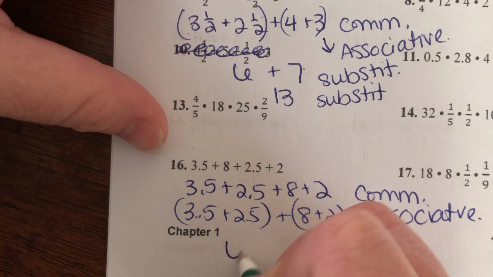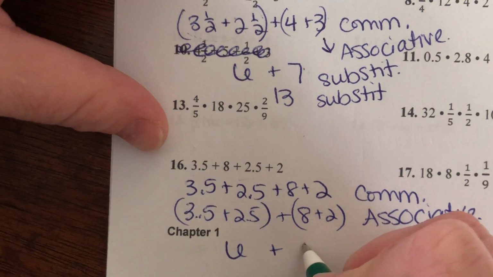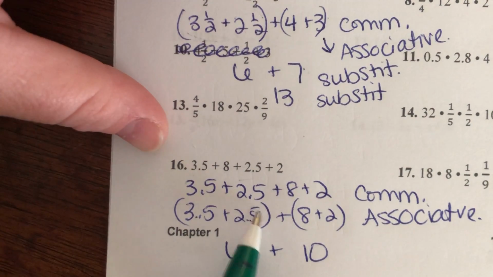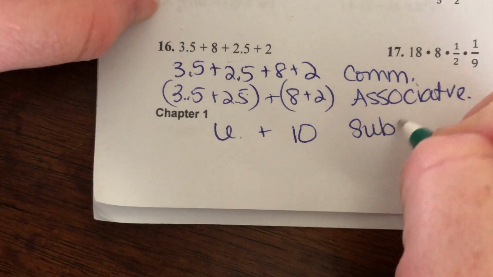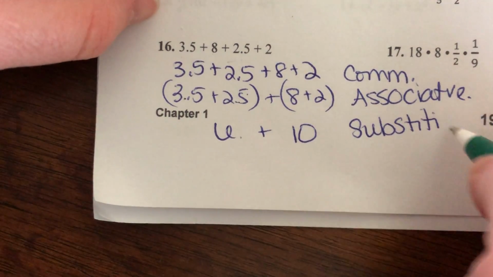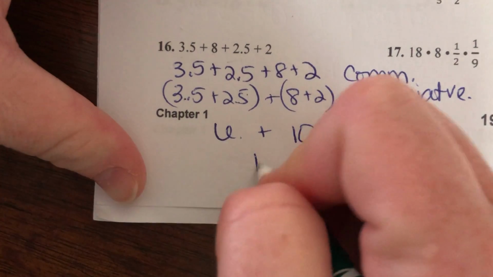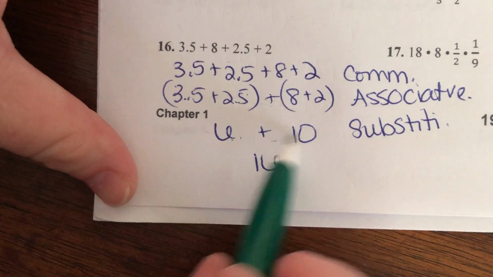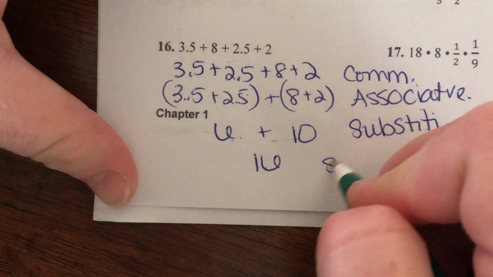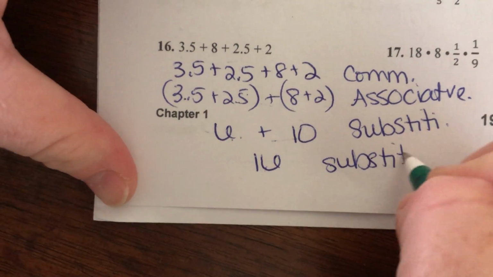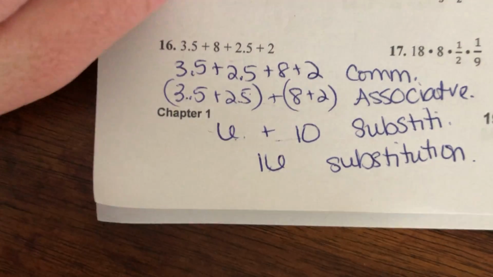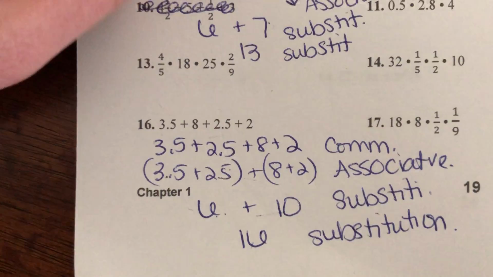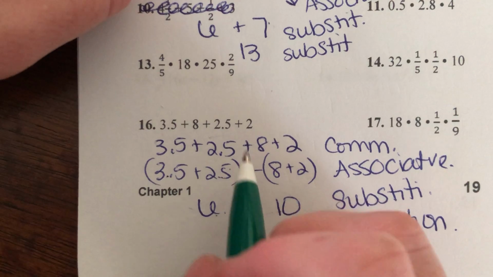3.5 plus 2.5 is 6. 8 plus 2 is 10. Going from this step to this step, I use substitution. And I got one more. I'm just going to abbreviate. 6 plus 10 is 16. So again, replacing 6 plus 10 with something it's equal to is also substitution. Kind of see a pattern how these are working. So it's always easier to first solve step by step.